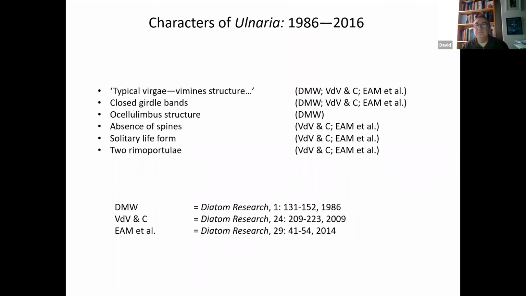So Bart and Eduardo added a few more in. Let's look at mine. It's the typical Ulnaria structure. That's how I phrase it. Not very good. Closed girdle bands, ocellular limbus structure, and then added in the absence of spines, solitary life form, 2 rimoportulae. How can we deal with that in a rational way, if you like?